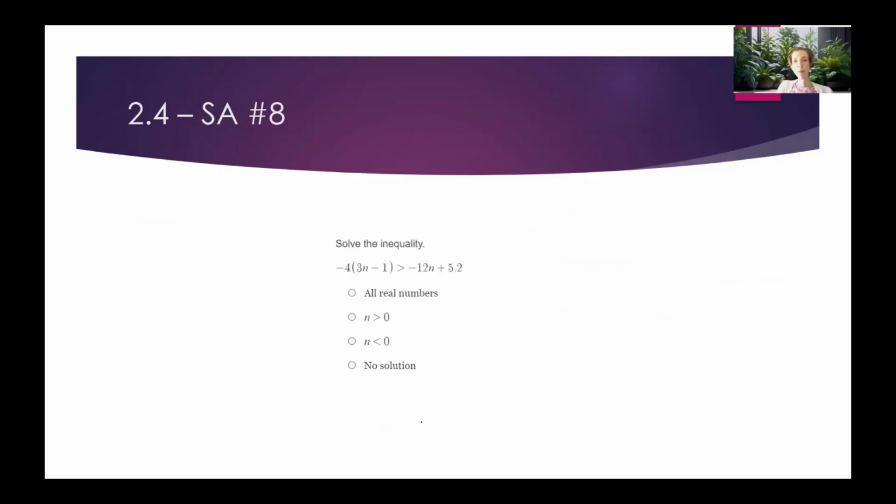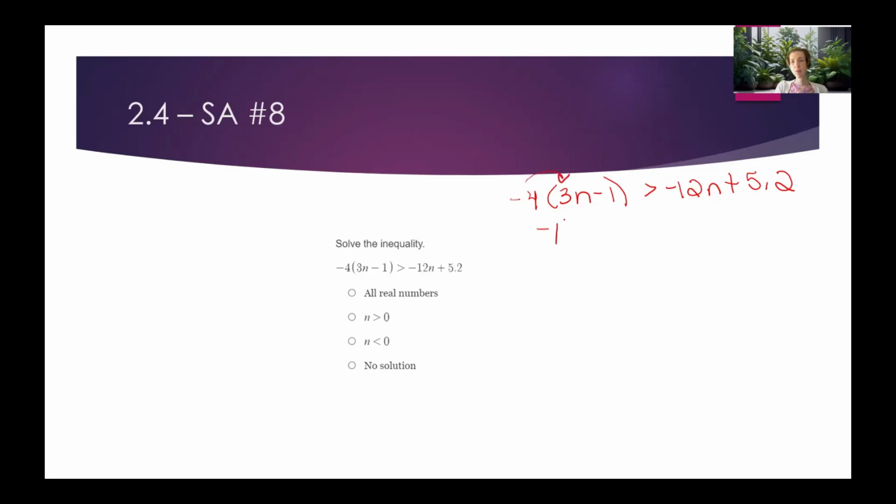All right, let's try this one. So negative 4 times 3n minus 1 is greater than negative 12n plus 5.2. Okay, so first, what should we do? So let's go ahead and distribute. You can distribute or you can divide by negative 4. Either one would be fine. Okay. So let's go ahead and distribute.